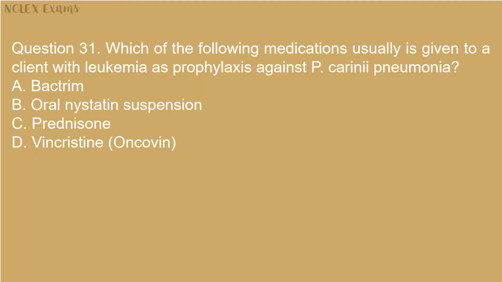Question 31. Which of the following medications usually is given to a client with leukemia as prophylaxis against P. carinii pneumonia? A. Bactrim. B. Oral nystatin suspension. C. Prednisone. D. Vincristine, Oncovin.